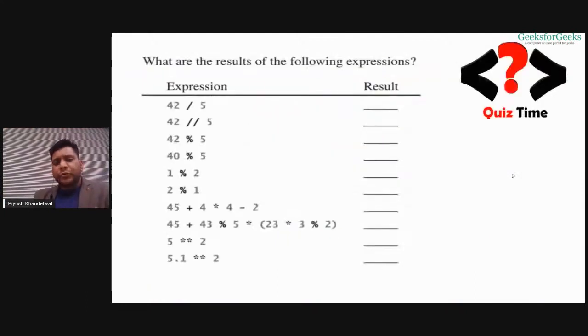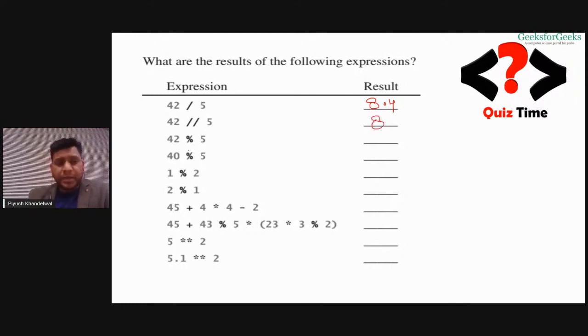Now it's a simple quiz time. I have certain expressions, and I just want to check your understanding, whether you have understood these expressions or not. The first expression is 42 float division 5. The result is going to be 8.4, since 5 8s are 40 and 5 4s are 20. Then we have 42 integer division 5. It will be 8.4, and we have to remove the fractional part, so it is going to give me 8 only.